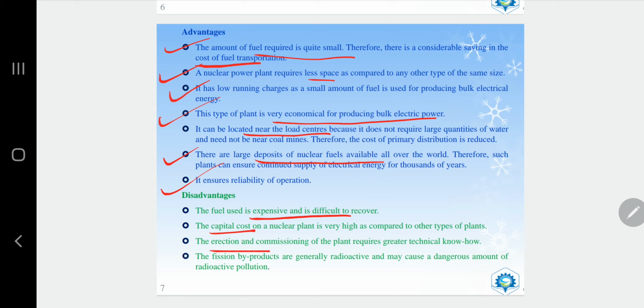Now next one is the erection and commissioning of the plant. It requires greater technical knowledge, which means the commissioning and the erection has to be done by really experienced and skilled laborers. Technical persons have to be present in the commissioning. The next one is that the fission byproducts are generally radioactive and they may be dangerous, making radioactive pollution. So the fission byproducts are to be taken good care of.